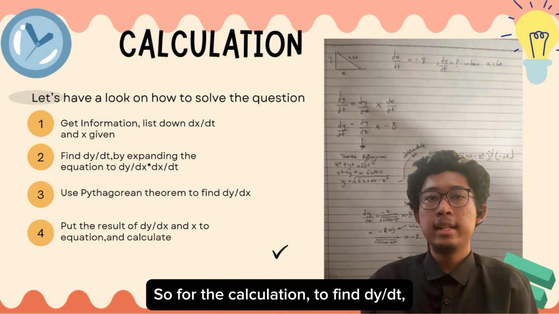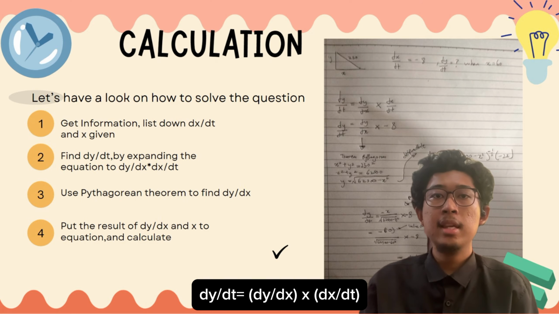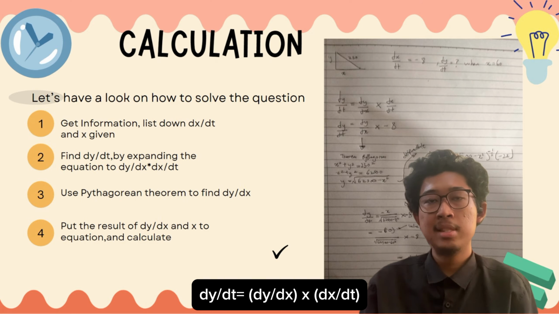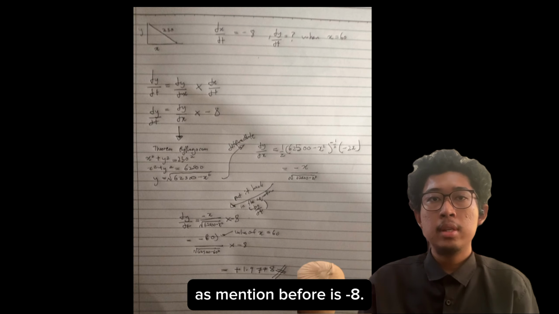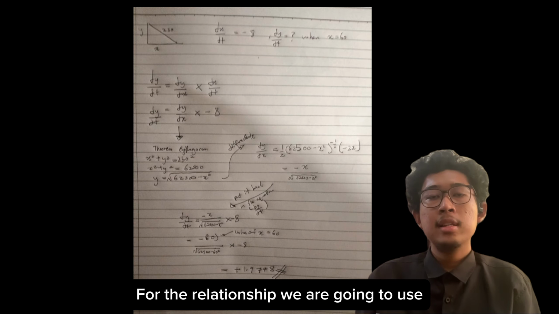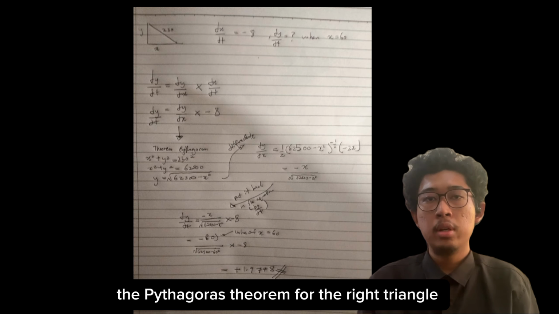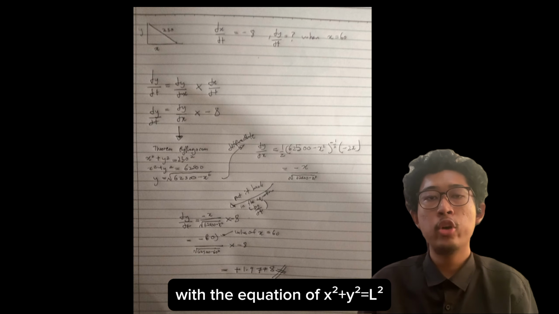So, for the calculation, to find dy/dt, we need to first separate it. dy/dt equals dy/dx times dx/dt. We know that the value of dx/dt, as mentioned before, is negative 8. But we do not know the value of dy/dx. For the relationship, we are going to use the Pythagorean theorem for the right triangle that is formed by the ladder, the wall, and the ground, with the equation of x power of 2 plus y power of 2 equals length power of 2.